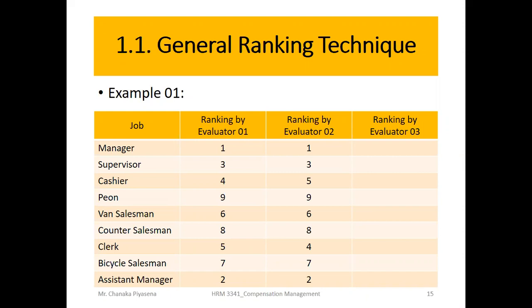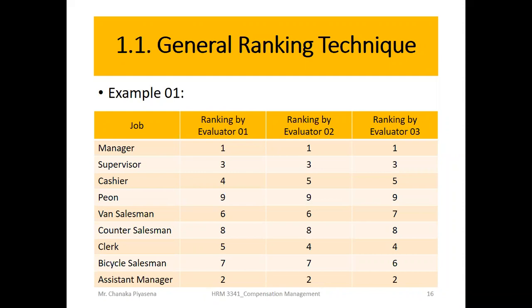The fourth is different from the first evaluator. Clerk is the fourth most important, and the cashier is the fifth. Likewise, van salesman is 6, bicycle salesman is 7, counter salesman is 8, and PM is 9, the least important job.